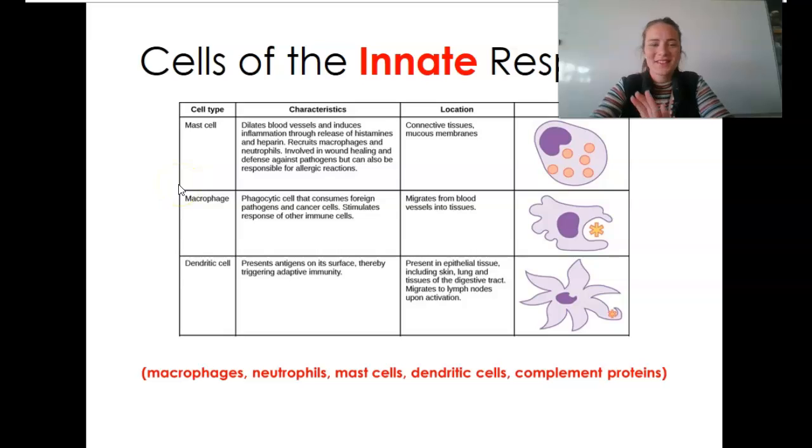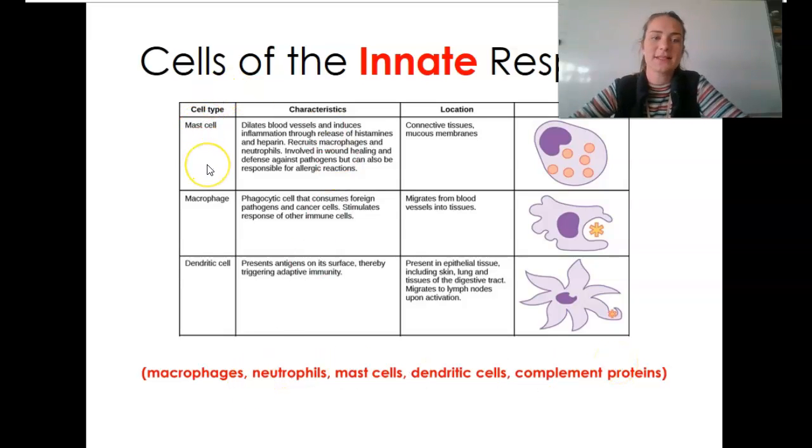Okay, so the ones that you need to know about, and I've put them down here again in bold: macrophages, neutrophils, mast cells, dendritic cells, complement proteins. Oh my goodness, there are so many cells involved in the second line defenses. Even macrophages is a huge class of specific macrophages that do different jobs. So keep it to these 5 elements that you know the details for.